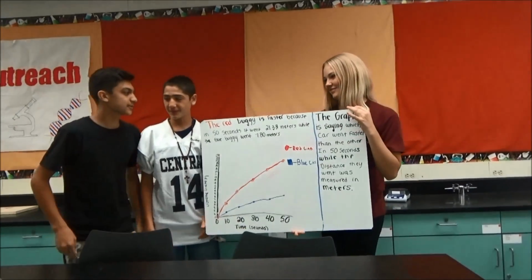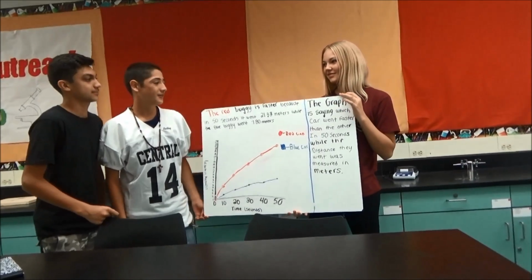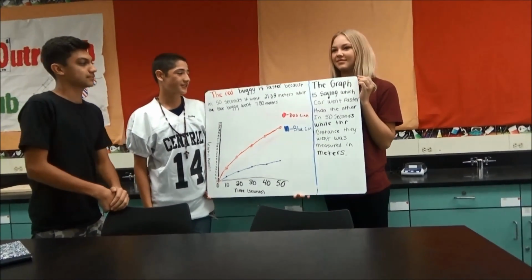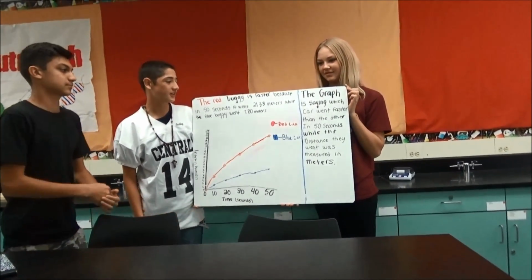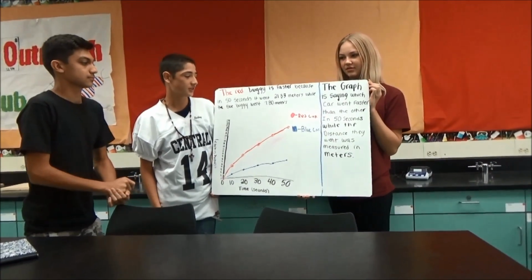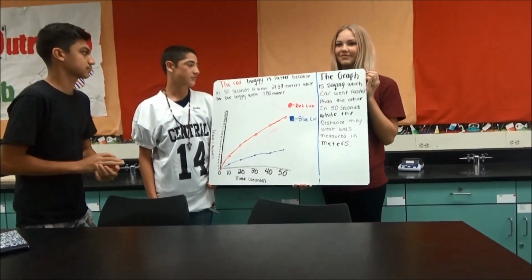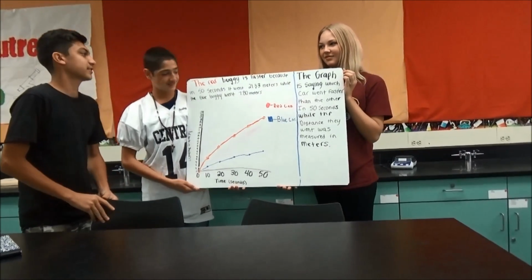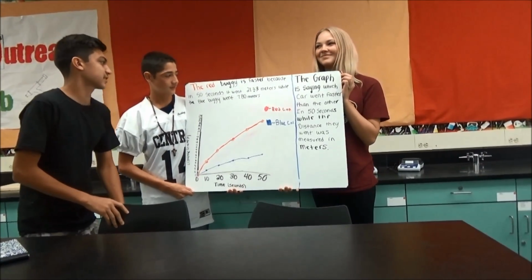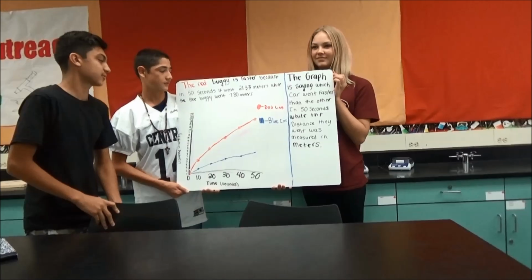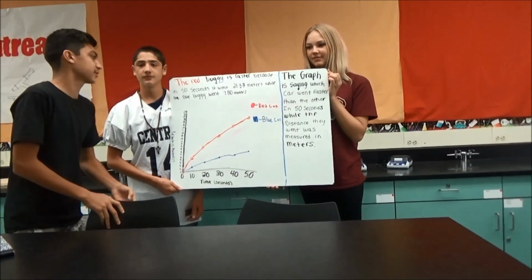The graph is saying which car went faster than the other in 50 seconds, while the distance they went was measured in meters. The red buggy is faster because in 50 seconds it went 21.33 meters, while the blue buggy went 7.